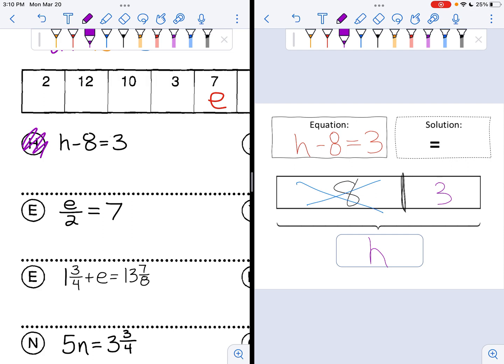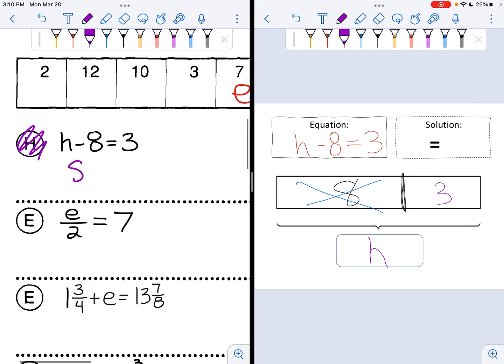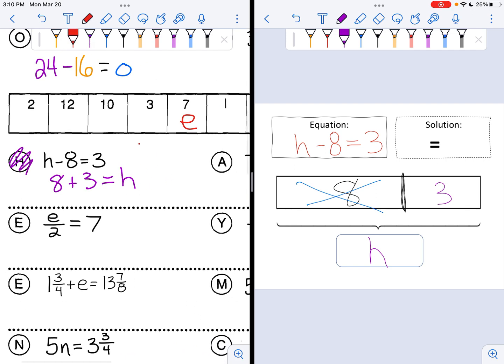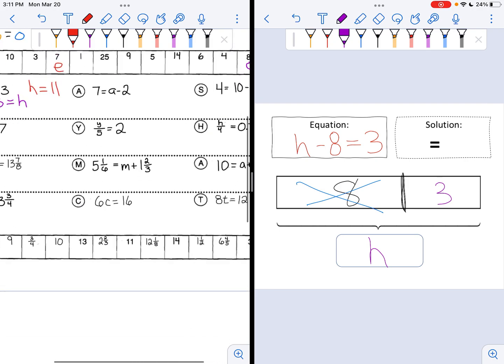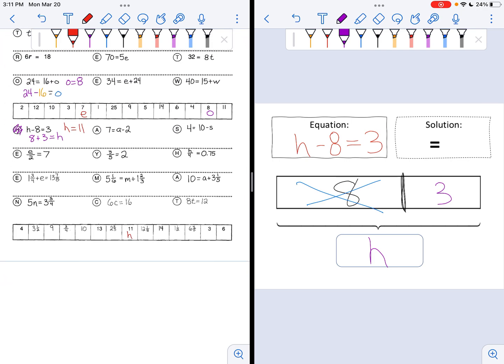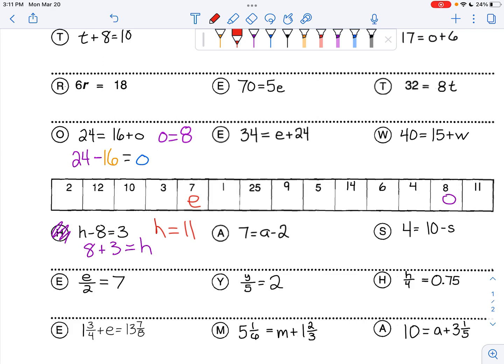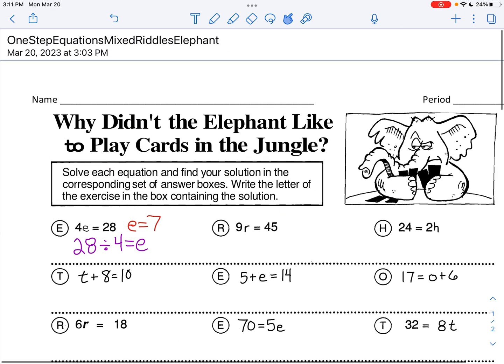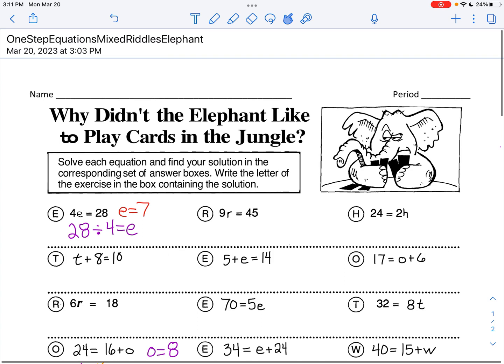So we're going to change this into a plus problem. Now we know both numbers in the bar. So our plus problem is 8 plus 3 equals H. That's an easy problem. You can probably do that without a calculator. H equals 11. So down on the bottom, find 11, H. When you're done, it'll spell out the riddle to the question at the top, why didn't the elephant like to play cards in the jungle?